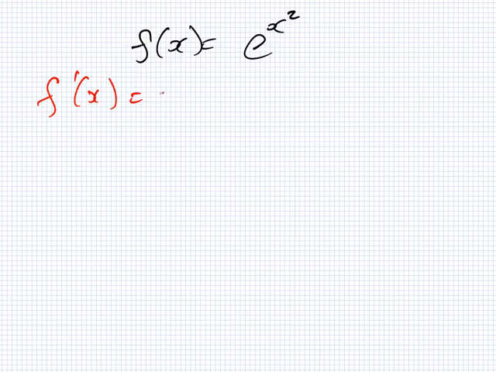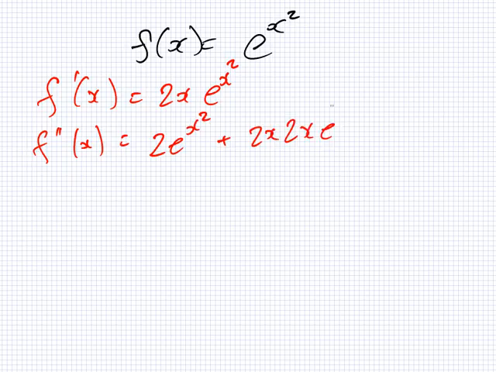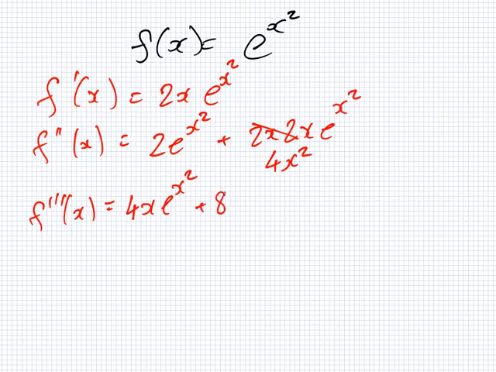Chain rule. So this would be 2x e^(x squared). And then the second derivative is product rule, which would be 2e^(x squared) plus 2x times 2x e^(x squared), which becomes 4x squared. Then the third derivative, 4x e^(x squared) plus 8x e^(x squared) plus 8x cubed e^(x squared).